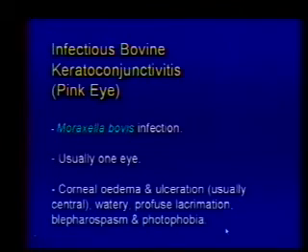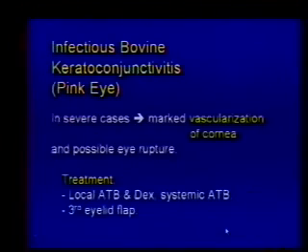Then we have corneal edema. Then we have ulceration. In severe cases, we have marked vascularization of the cornea with possible eye rupture. You can have an iris prolapse, anterior synechia. All of these ophthalmological problems can occur in this condition. Treatment: the early signs we can treat with a local antibiotic. We can also treat with a systemic antibiotic such as oxytetracycline.